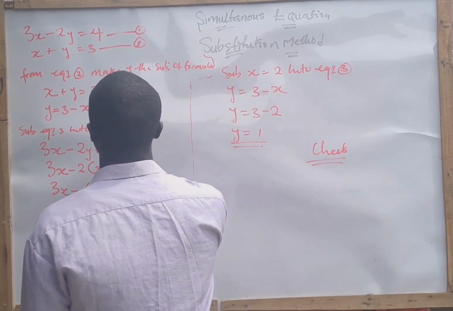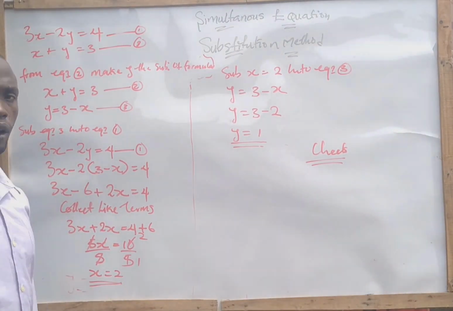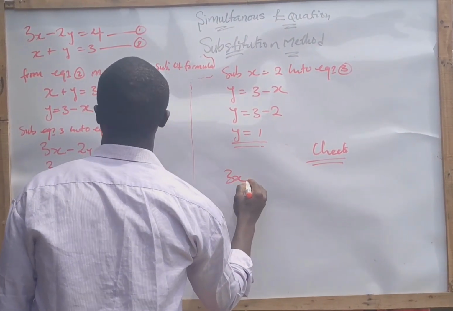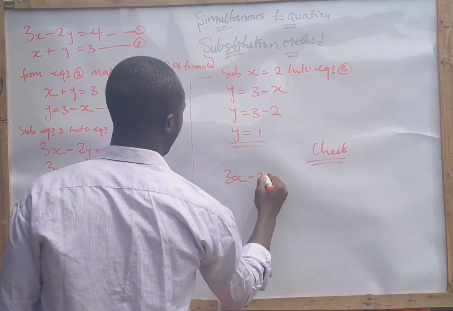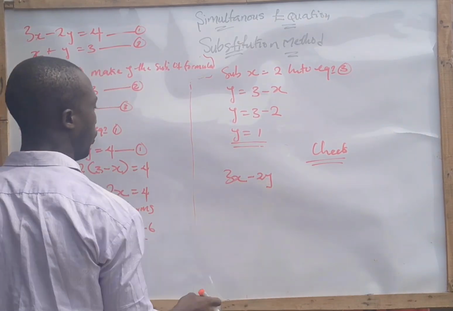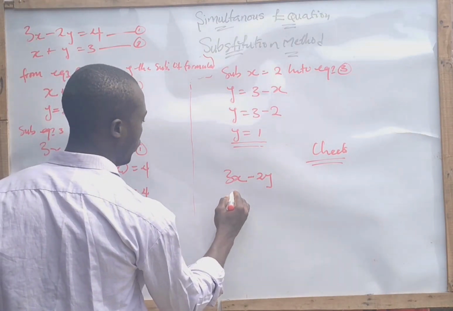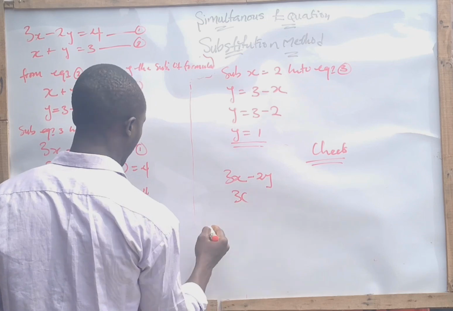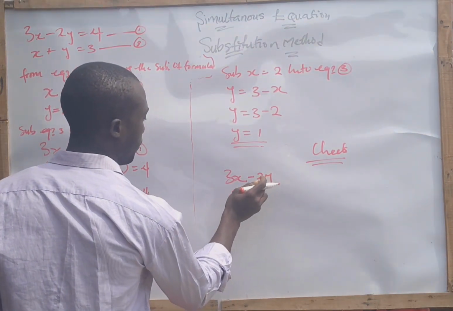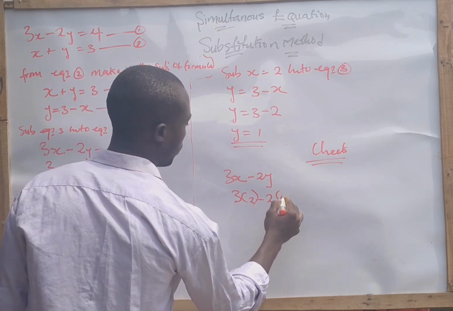In checking, we bring our original equation, which is what? 3x minus 2y. What's our x? Our x is 2. What's our y? Our y is 1. So here we have 3 into bracket our x, which is 2, minus 2 into bracket what? 1.